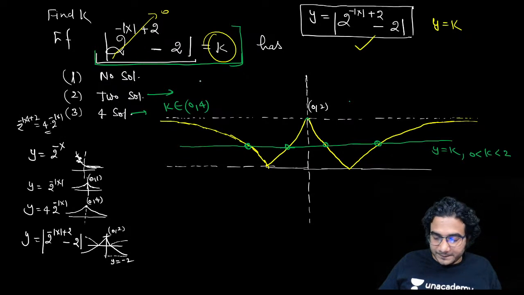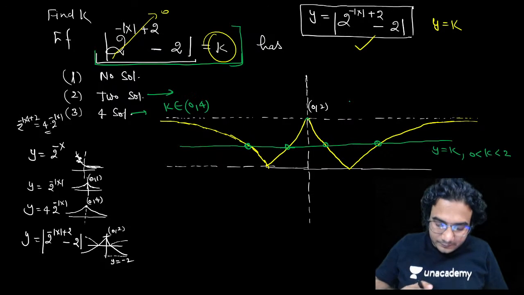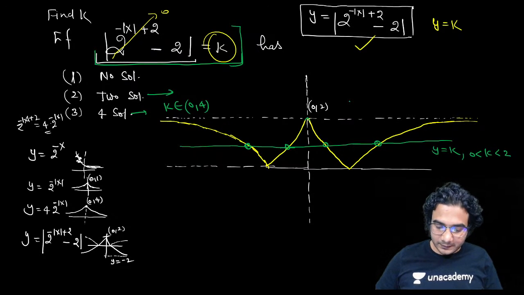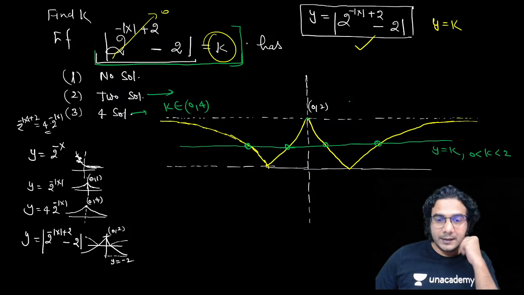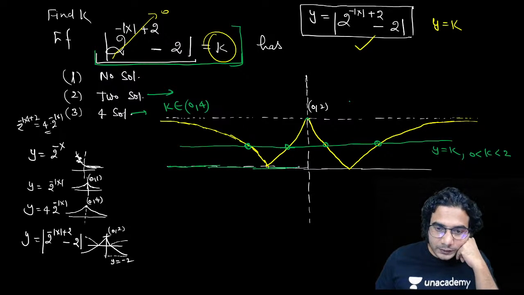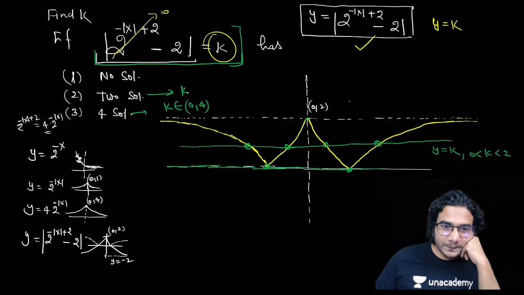Is anybody answering? Yeah, Vamsi. Nice. Yes, 0. Because if you take 0, you can see if you plot the y is equal to 0 line, then it is going to meet this yellow graph at 2 points, right? Yeah, exactly 2. k is equal to 0.